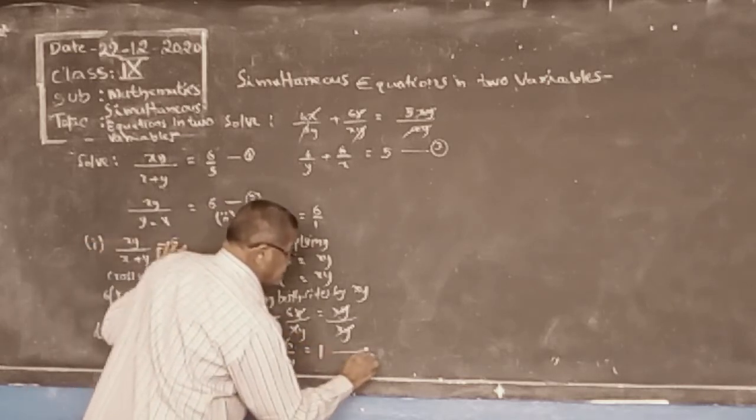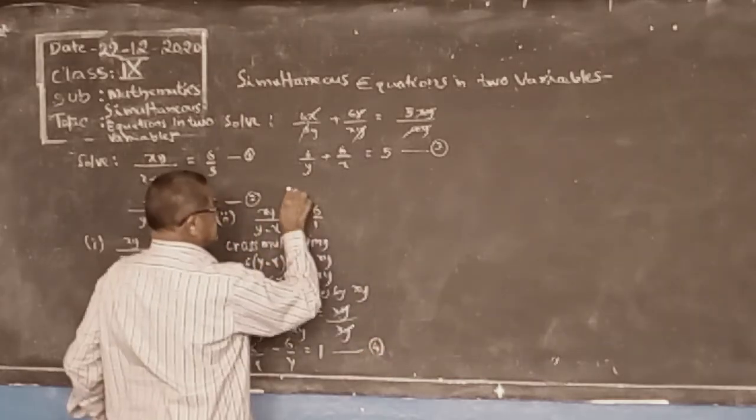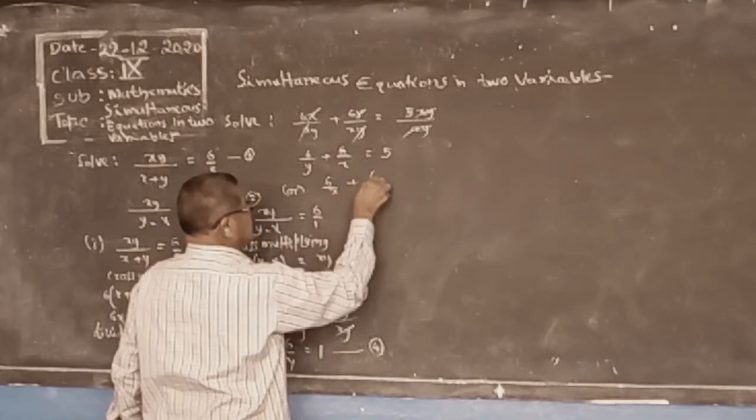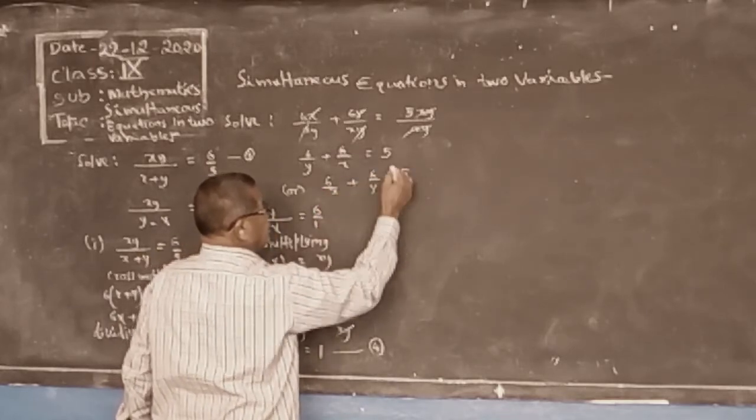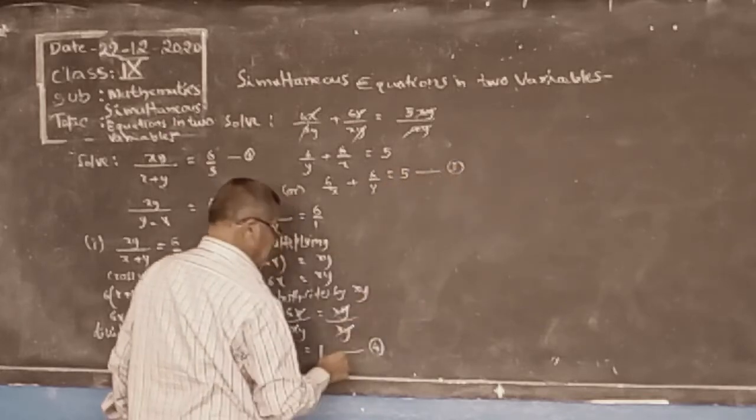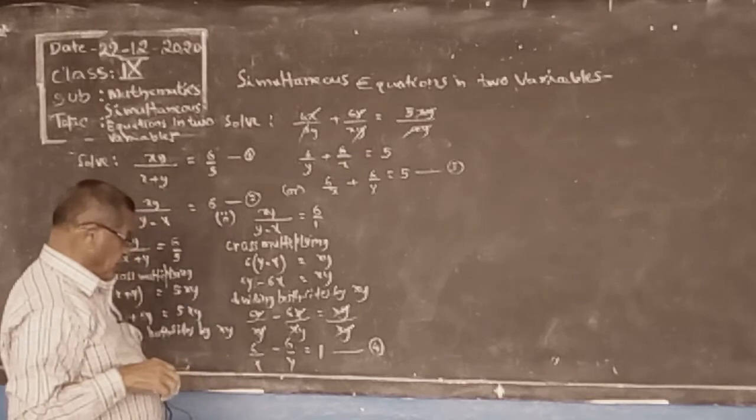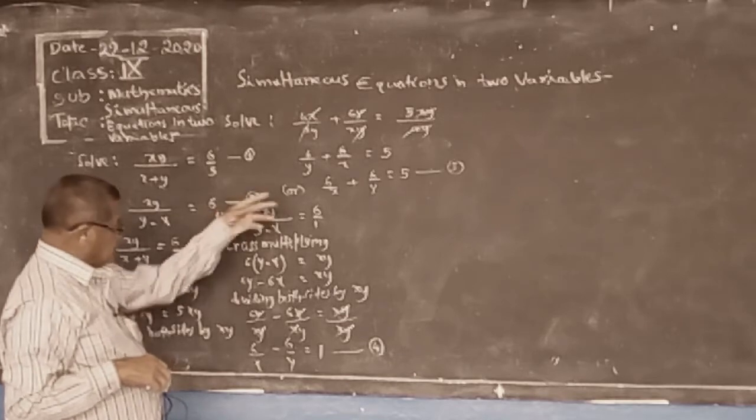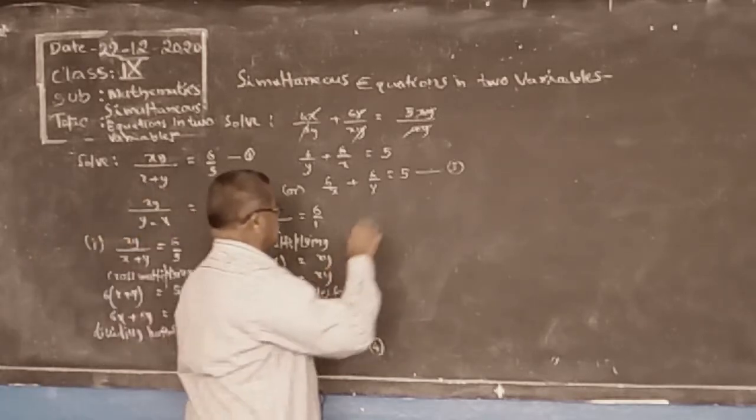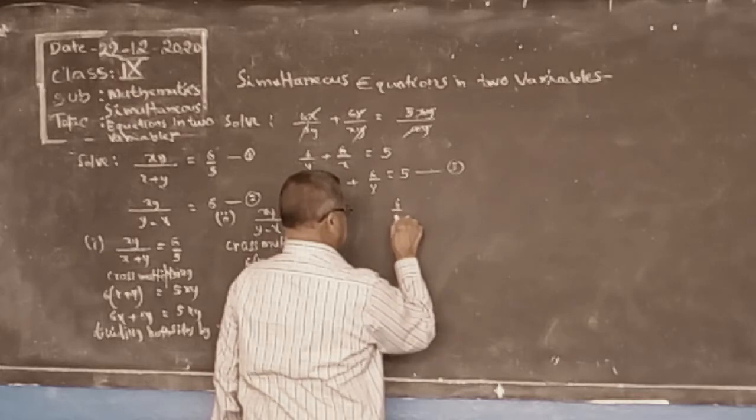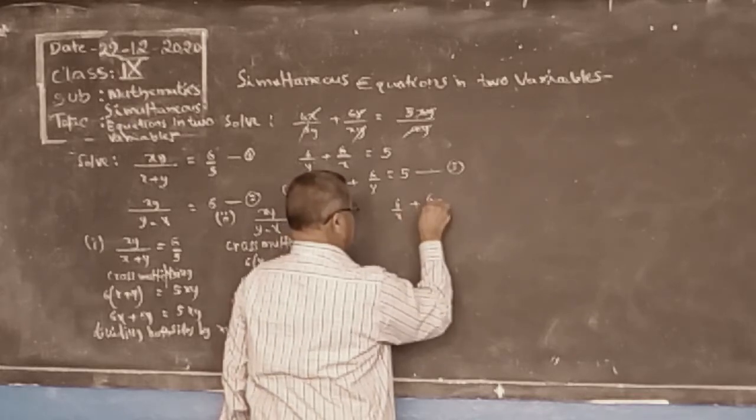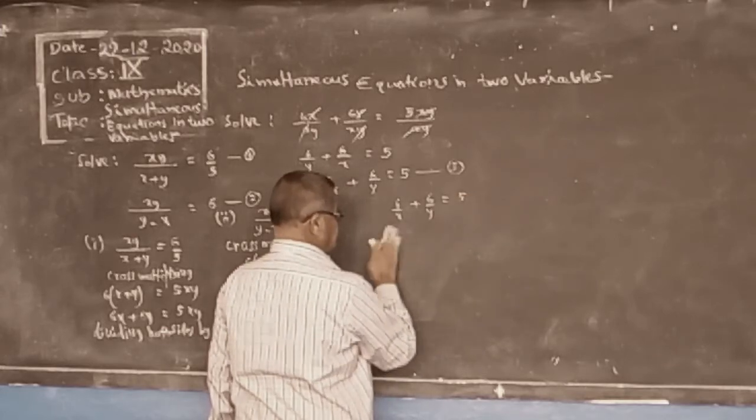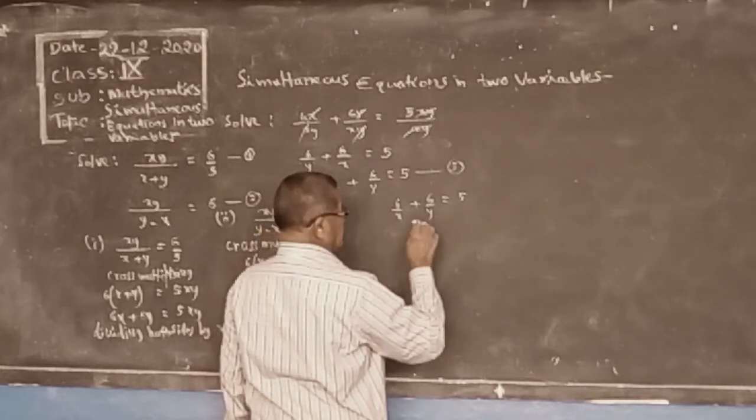Say this is the fourth equation. And we can write this as 6 by x plus 6 by y is equal to 5, equation 3, and this is equation 4. The terms are the same, so we can write 6 by x plus 6 by y is equal to 5.